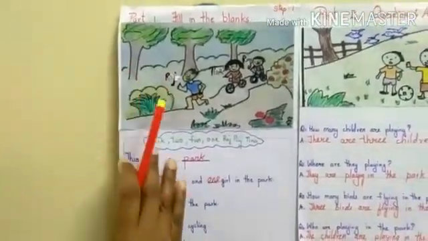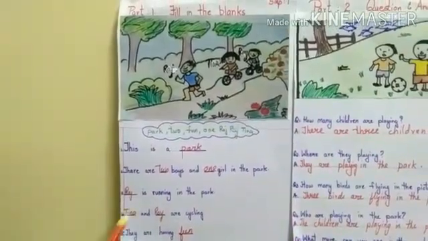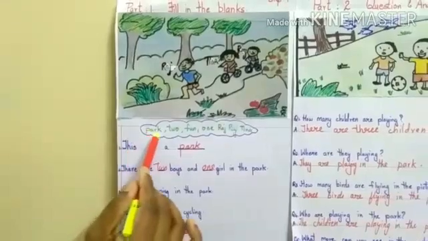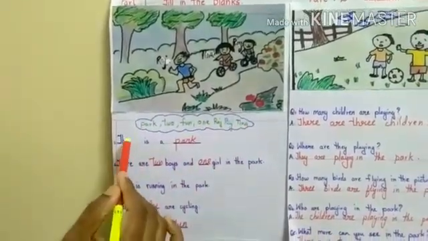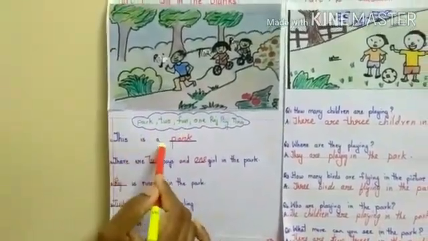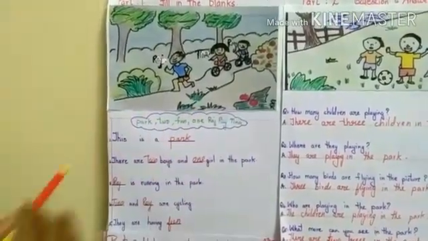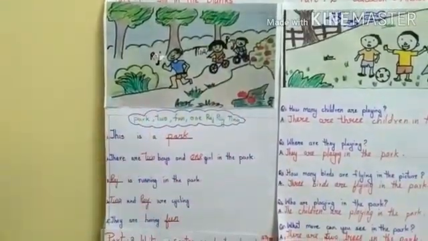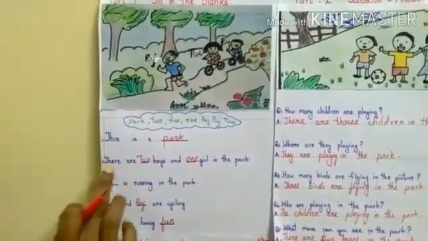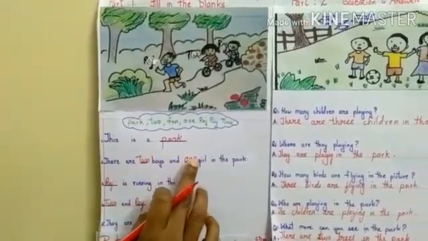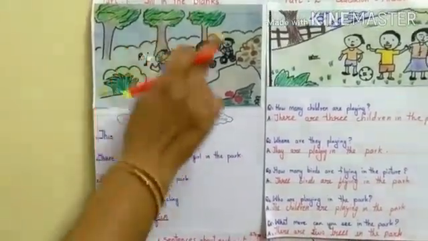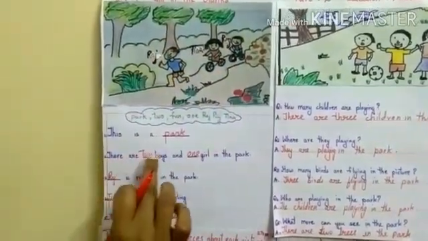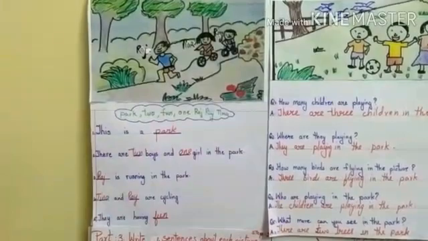There are 4 different types of picture composition. The first part is fill in the blanks. You have clues here. You have to see the clues according to the sentence and fill in the suitable word. What is this picture? Park. So you have to tick park and write it down here. There are dash boys and dash girl in the park. See the picture, how many girls and how many boys, and write it down. So there are 2 boys and 1 girl in the park.